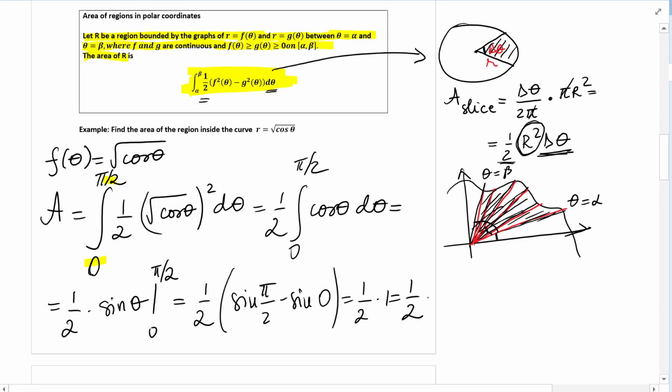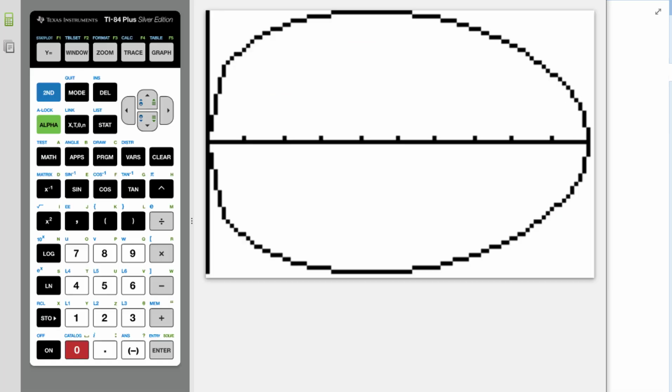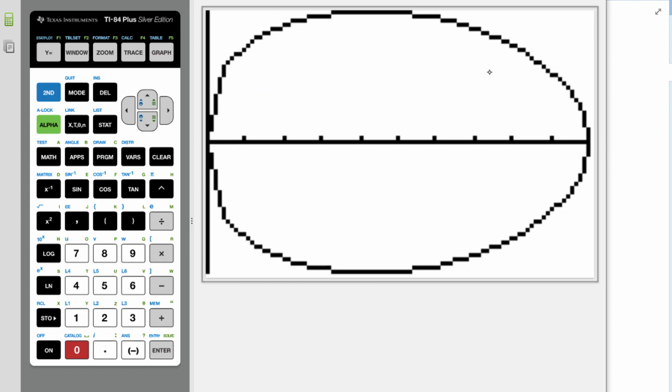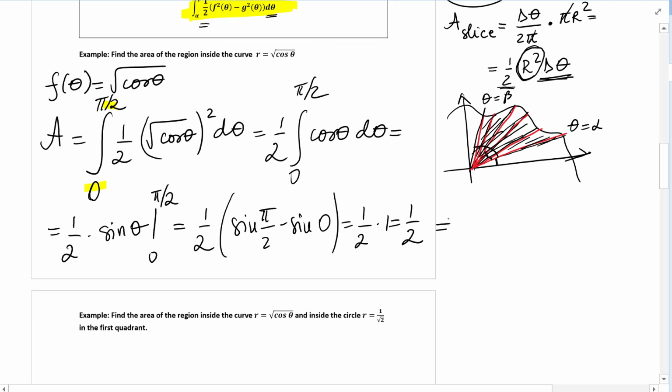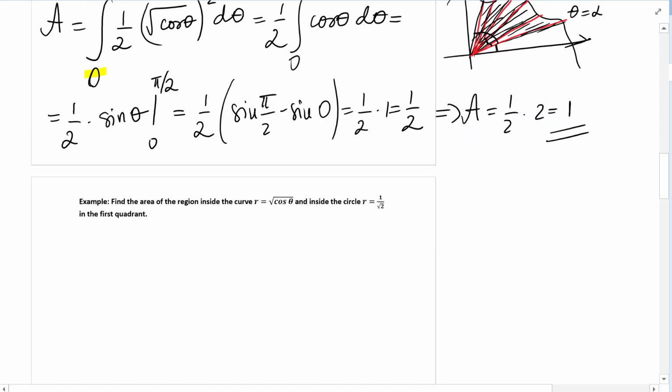So again, all we found was the area above. So we are going to multiply by 2. So the final area is 1/2 times 2, which is 1. All right.